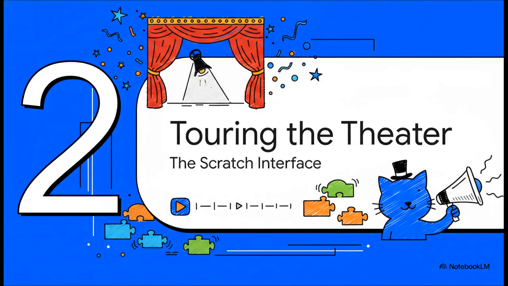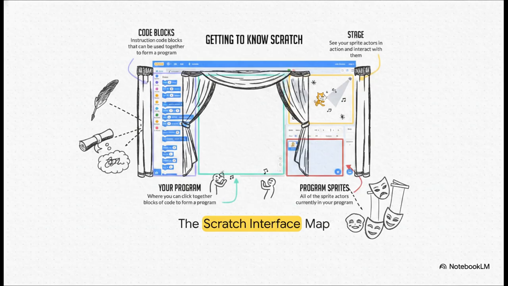Moving right along to Section 2, Touring the Scratch Theater. Okay, I want you to imagine you're the director of a major stage play. The Scratch interface is basically your theater map. It shows you exactly where your actors hang out, where the performance actually happens, and where you'll be writing the script. Now, at first glance, yeah, it might look like there's a whole lot going on, but it's actually beautifully organized into 3 main areas. Let's break those down so you know your way around the workspace.